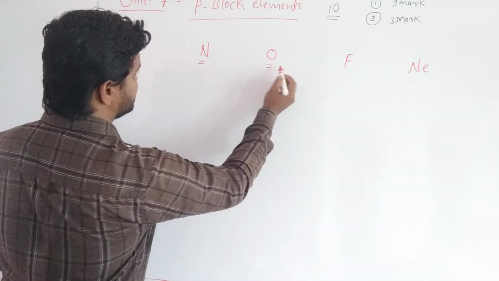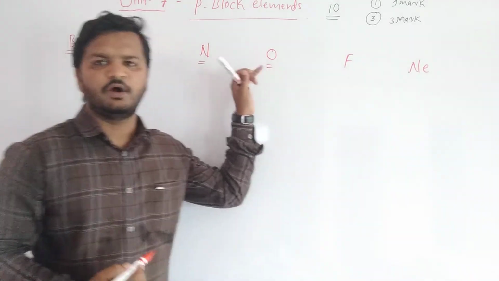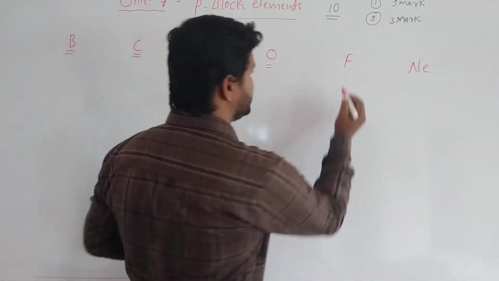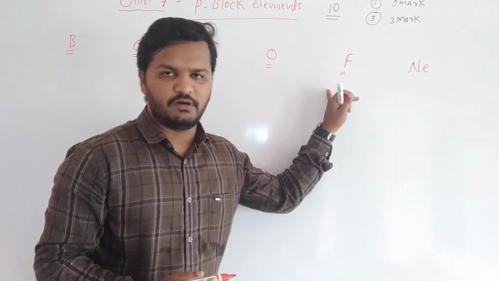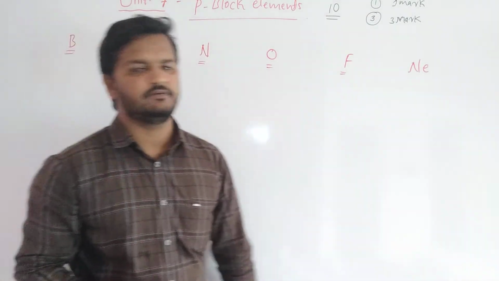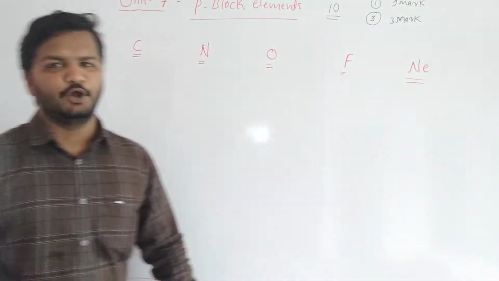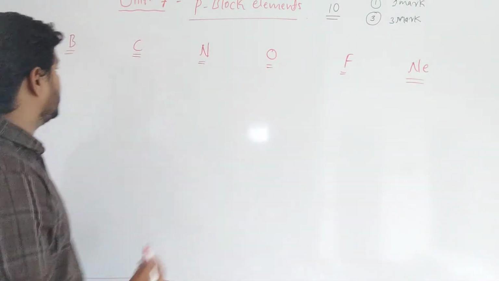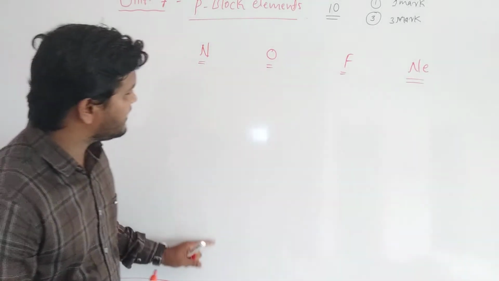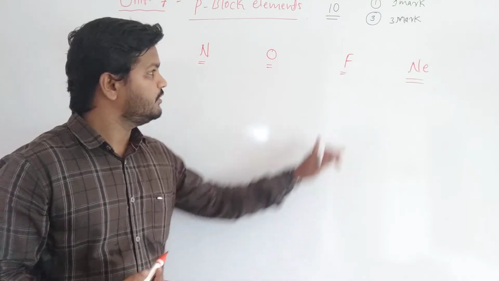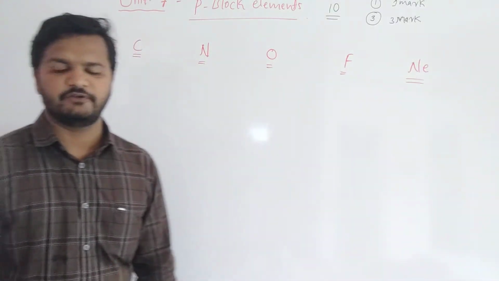Oxygen is the first member of the oxygen family, that is why it is called the oxygen family. And next, the halogens, nothing but the fluorine family, because fluorine is the first member of that family. And neon is the first member of the neon family, or you can say noble gases: helium, neon, argon, krypton and so on.